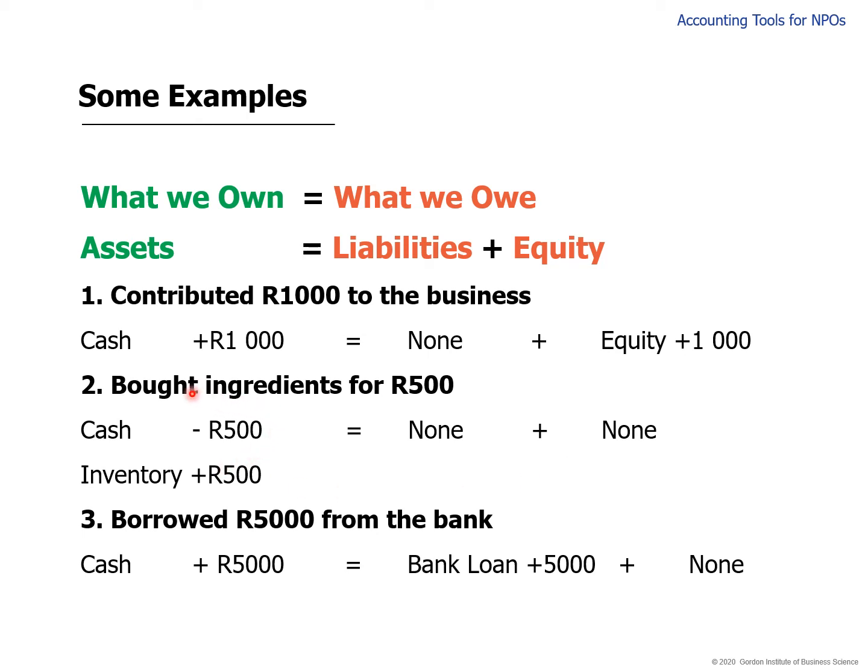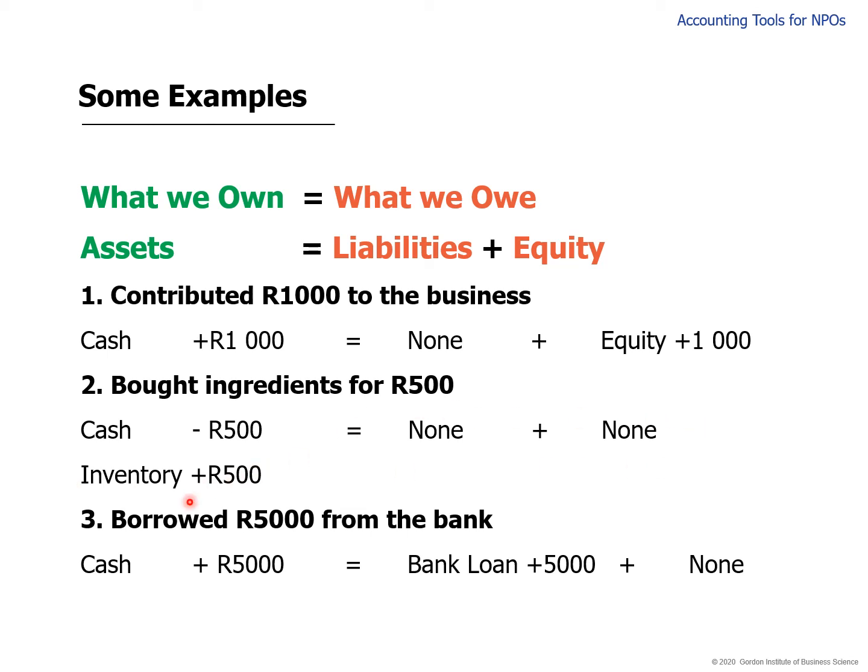So the only change that took place was a reallocation of our assets. Our assets in the form of cash went down by 500 Rand because that's what we spent. But in its place, we now obtained inventory to the value of 500 Rand. So that minus 500 and that 500 equals 0. This is 0, and that transaction is then again in balance.